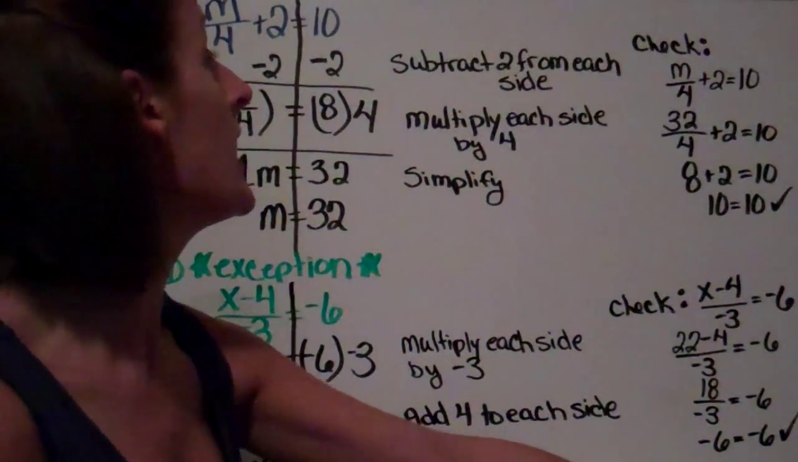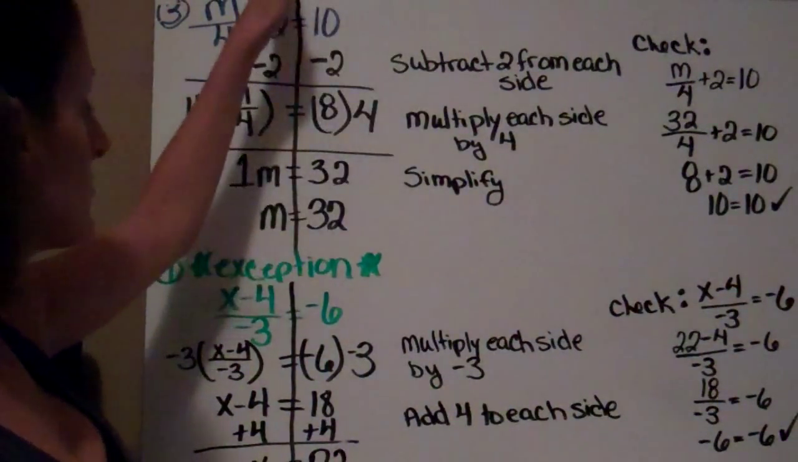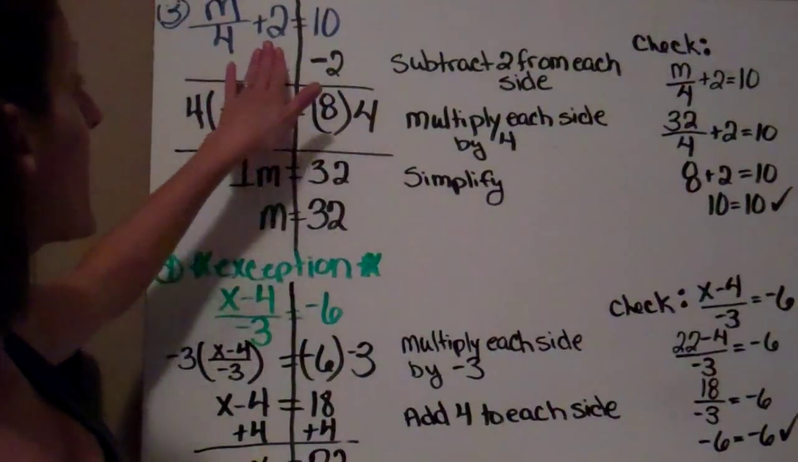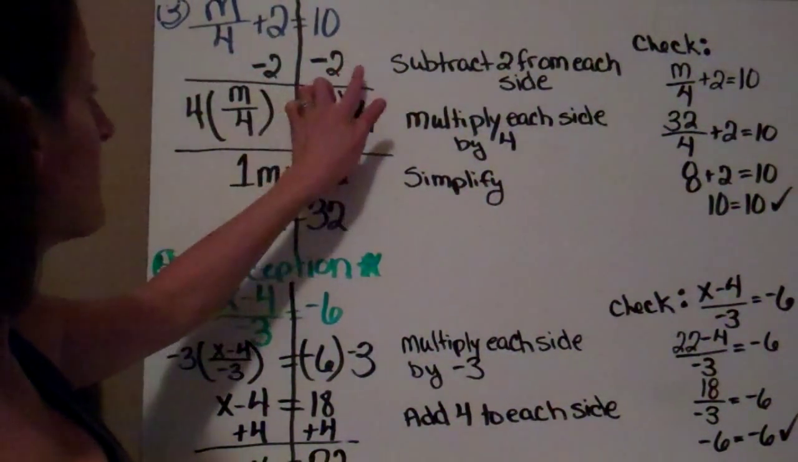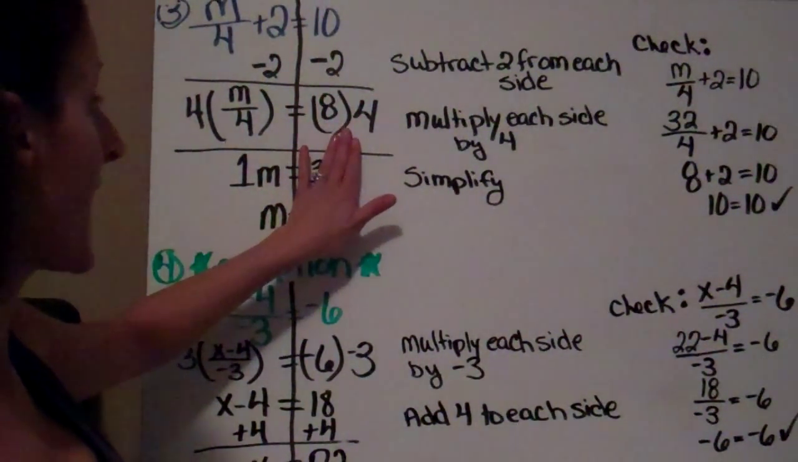Alright, number 3, we have m divided by 4 plus 2 equals 10. Draw my line so I make sure I do things to both sides. First thing I need to do is move this 2. It's a plus 2, so I'm going to minus 2 from both sides. That gets rid of my 2 over here and makes over here 8.